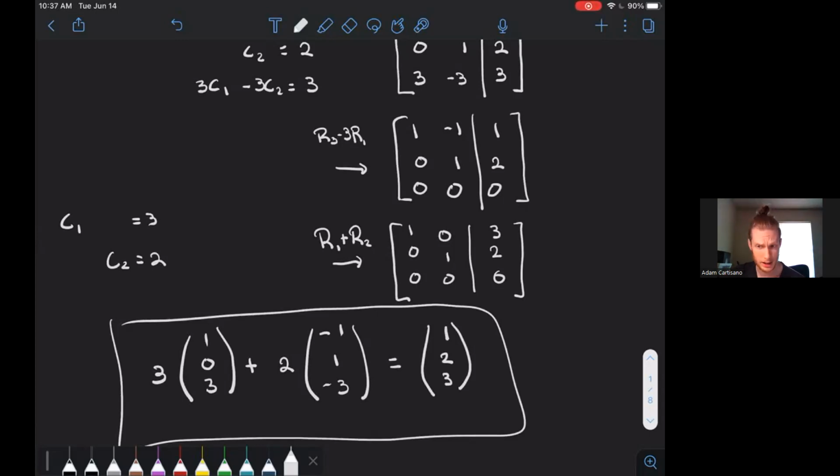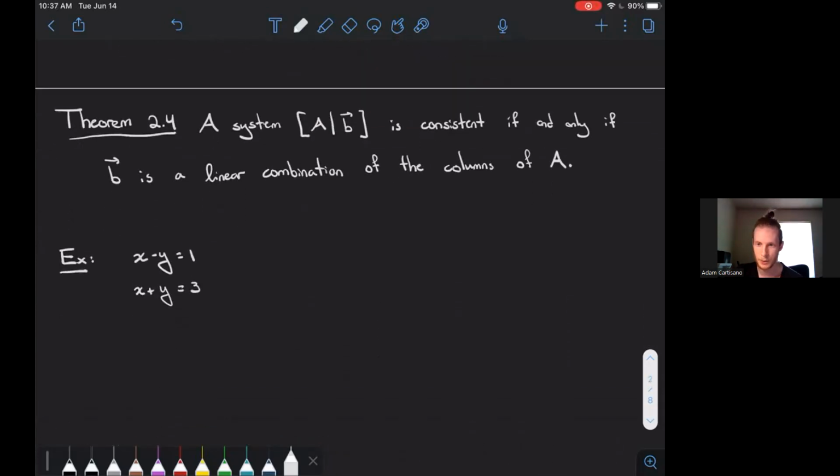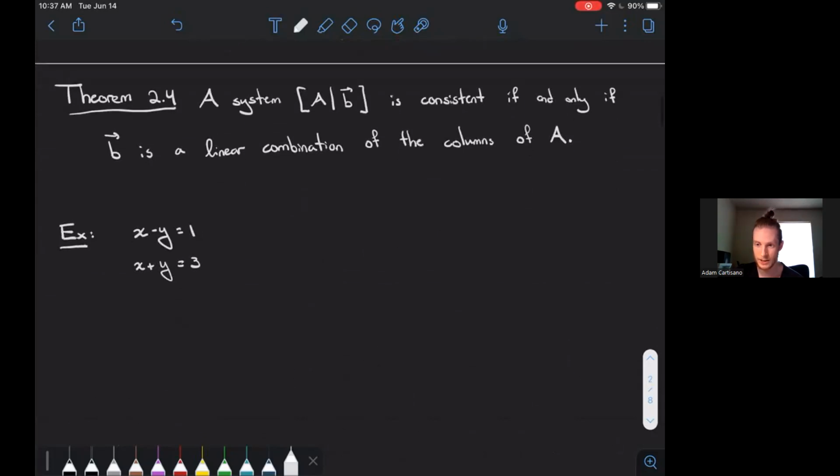Let me say that succinctly in a theorem. It's theorem 2.4, and this is one of the only theorems that we're going to use that doesn't have a proof. It's very straightforward, it's an observation. It says that the system A augmented with B is consistent if and only if B is a linear combination of the columns of A. That was exactly what we did just now.